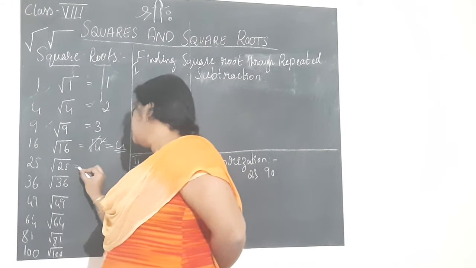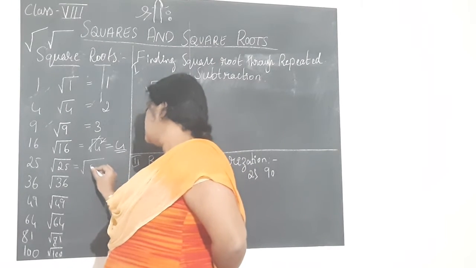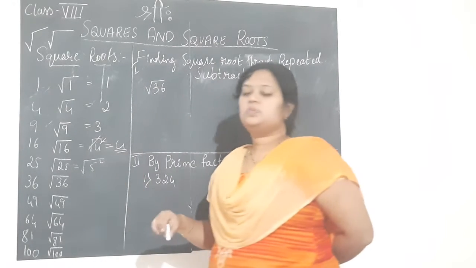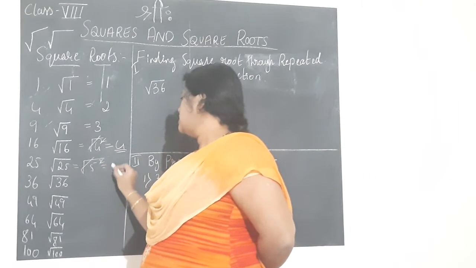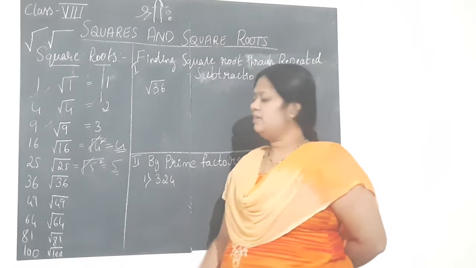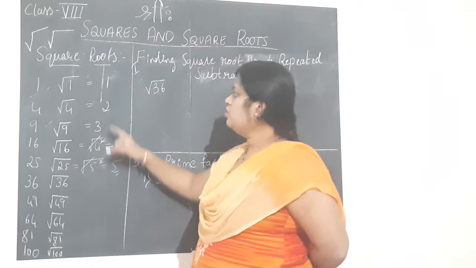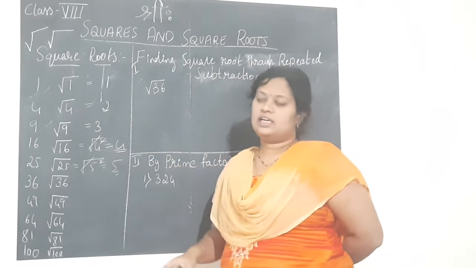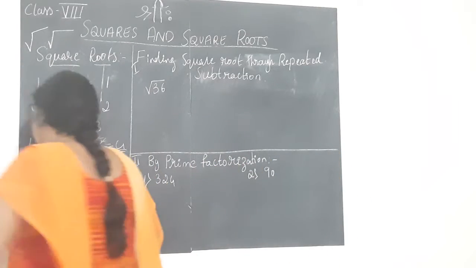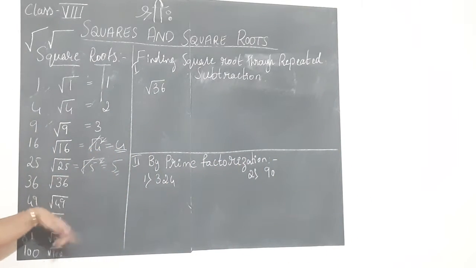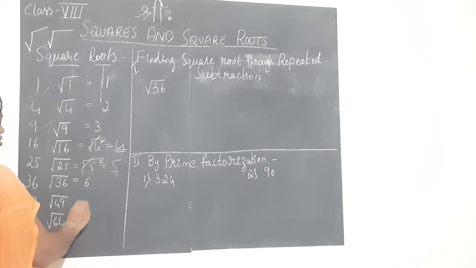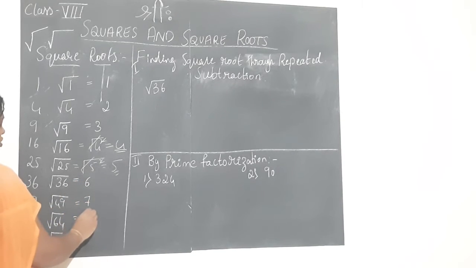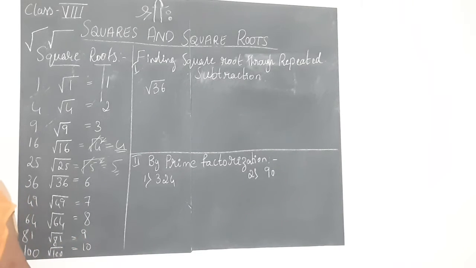Now square root of 25 is equal to square root of 5 square, keeping the square root as it is. What is 25? It is the perfect square of 5. So the square and square root will get cancelled and square root of 25 is 5. Like this you can do, or directly you can write like this. In the beginning if it is difficult for you, you can follow this method. Later on directly you can write square root of 36 is 6. Square root of 49 is 7. Square root of 64 is 8. Square root of 81 is 9 and square root of 100 is 10.